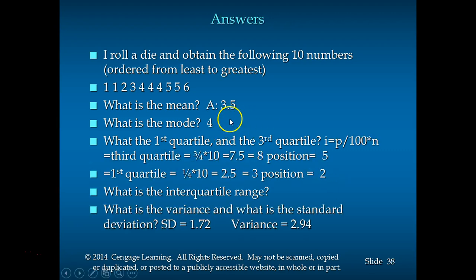And how do you do this? The mean, you sum them all up. There's 10 numbers here, and I get 3.5. The mode is 4, the most common one, right?